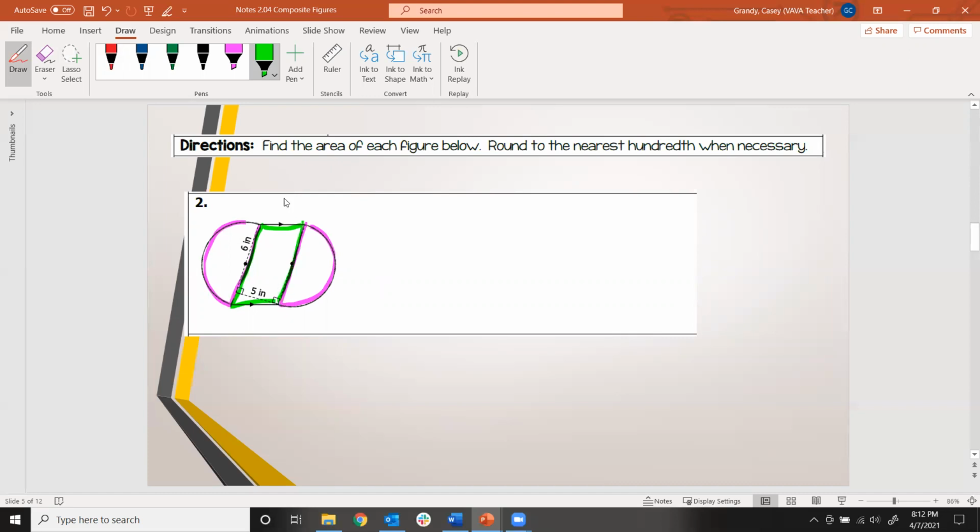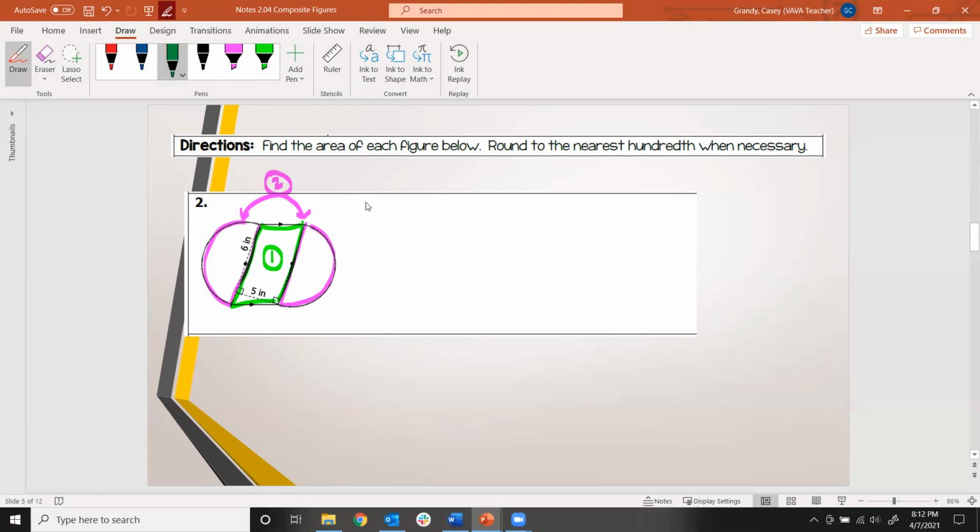So what I'm going to do is break this up into two regions. I'm going to call the parallelogram shape 1, and I could find the area of each half circle, but two half circles make the whole circle. So I'm going to call the two half circles together an entire circle. I'll call that figure 2.